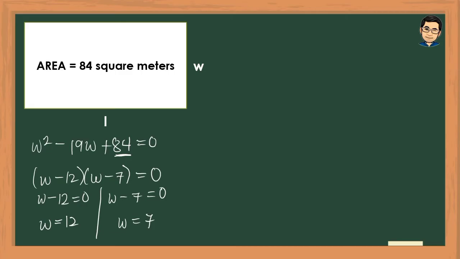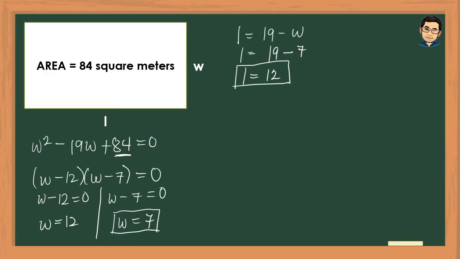Okay. So W equals 7. Ito yung gagamitin natin para makuha natin yung length. Tatandaan yung length kanina, L is equal to 19 minus W. So, isa-substitute lang natin yung 7 dun sa W. So, L is equal to 19 minus 7. So, L is equal to 12. Ayan. So, meron na po tayong width and length.